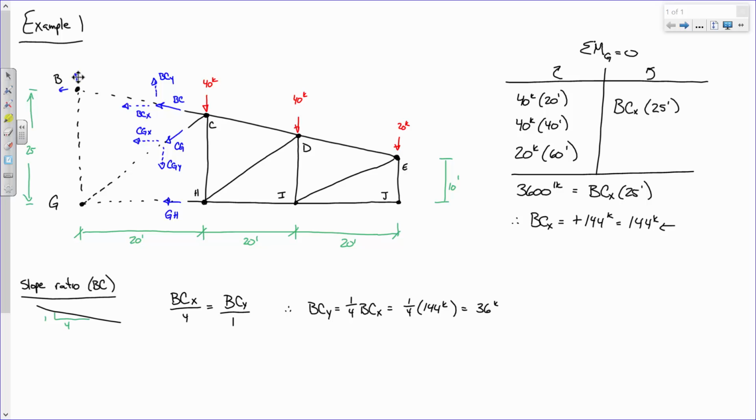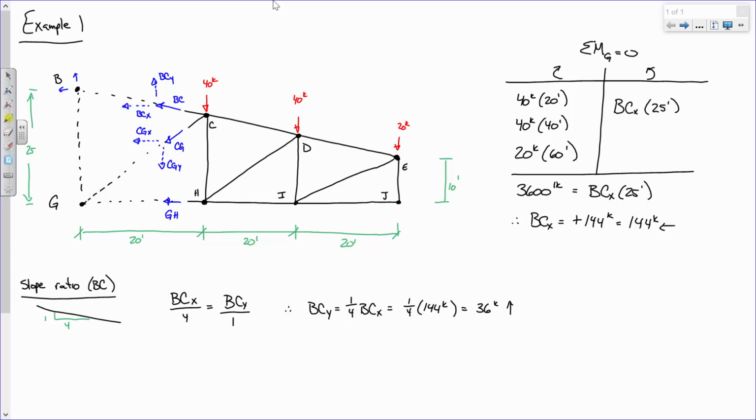36 kips. And which direction is that going to go? It's BCY, so it's up or down. It's got to go up because we assumed correctly for BC in general. Okay, sound good? Now, you tell me, if you were just solving this structure, what would you do next?